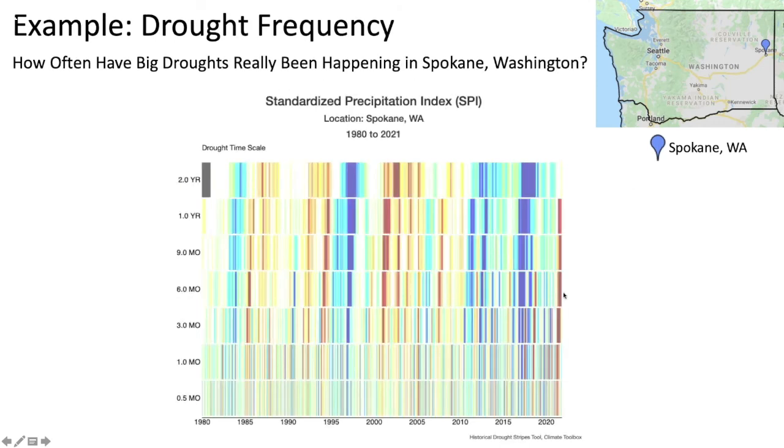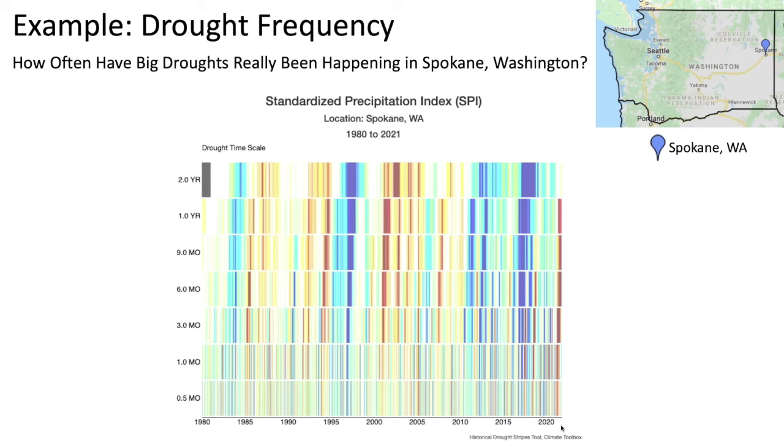And then as an example of looking at drought frequency, we can use those same drought stripes for SPI for Spokane to instead ask how often big droughts have really been happening in Spokane, Washington. This is something that the drought stripes are good for looking at because a region might be in drought, but you might not have a recollection of the history of a location to know how often this really has happened and for a drought to be that extreme. So here, we don't have a lot of data. We only have from 1980 to 2021, so we can't say a lot about drought frequency.